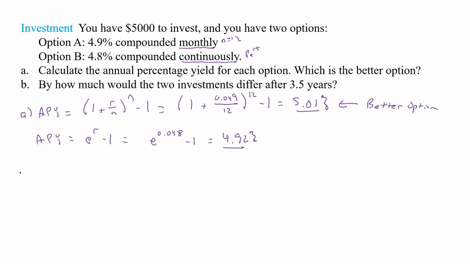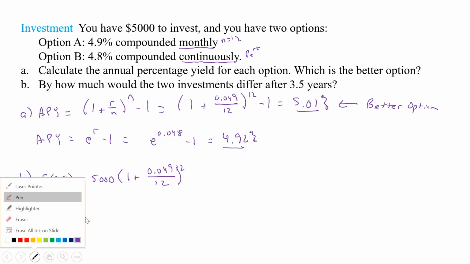Okay. So now B, how much do they differ? Well, now we actually have to plug everything in and actually calculate that. So for the first one, we'll have 3.5 years. So F of 3.5 is equal to, and now we're investing 5 grand, so 5,000 times 1 plus 0.049 over 12 times 12. Oops, better put that 12 a little better.